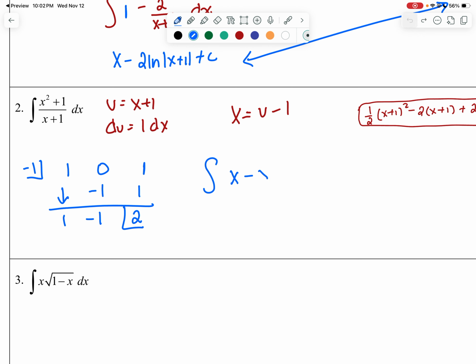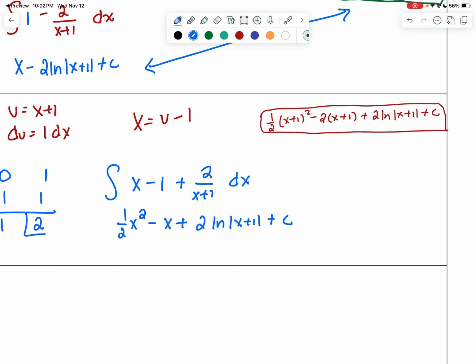So now I have the integral from, okay, I did it again. The integral of x minus 1 plus 2 over x plus 1 dx. So then we get 1/2 x squared minus x plus 2 ln of x plus 1 plus c.